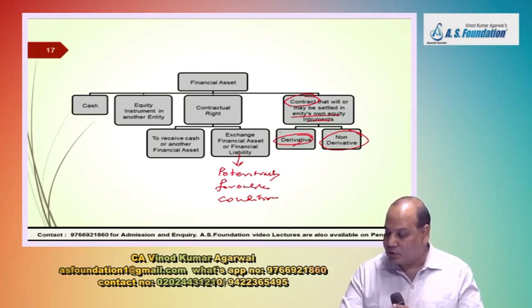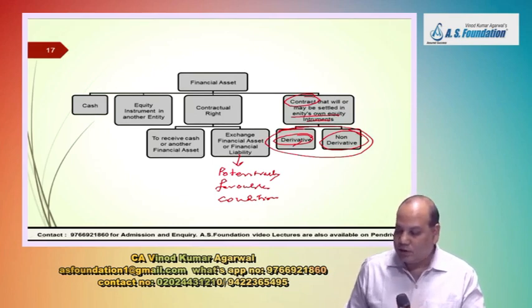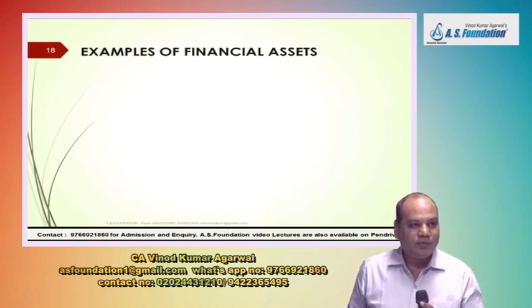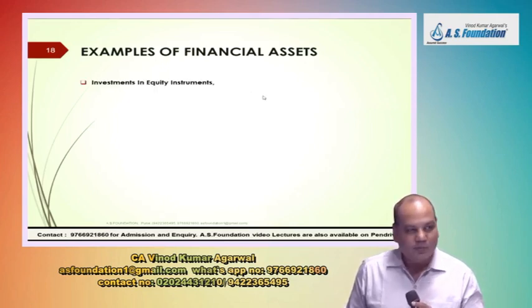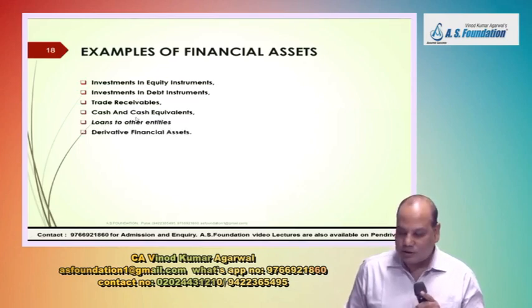In both these cases you have to see that one of the two has to be variable. That is, either the cash to be received is variable or the number of shares to be received is variable, or both are variable. If both are fixed, then it is not under this financial asset. Examples, once again to summarize: investment in equity, investment in debt, trade receivable, cash, loan, derivative.